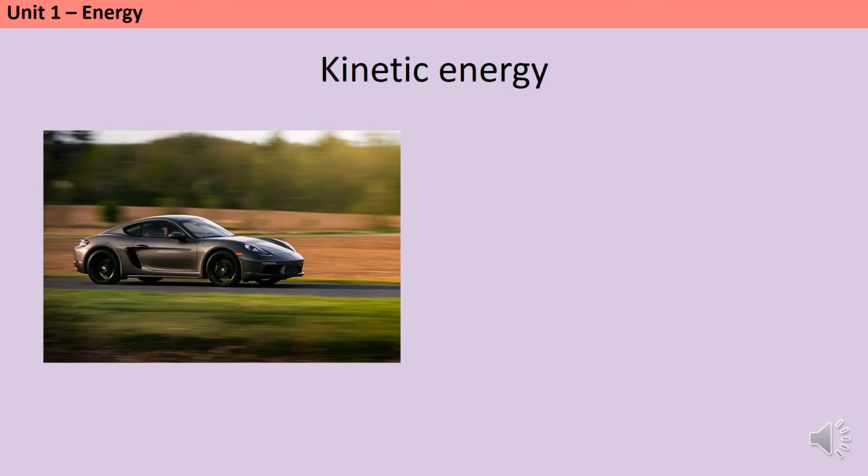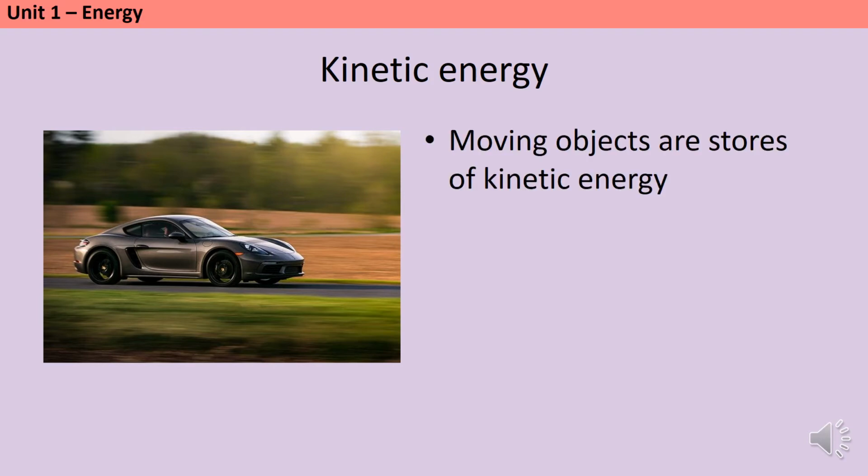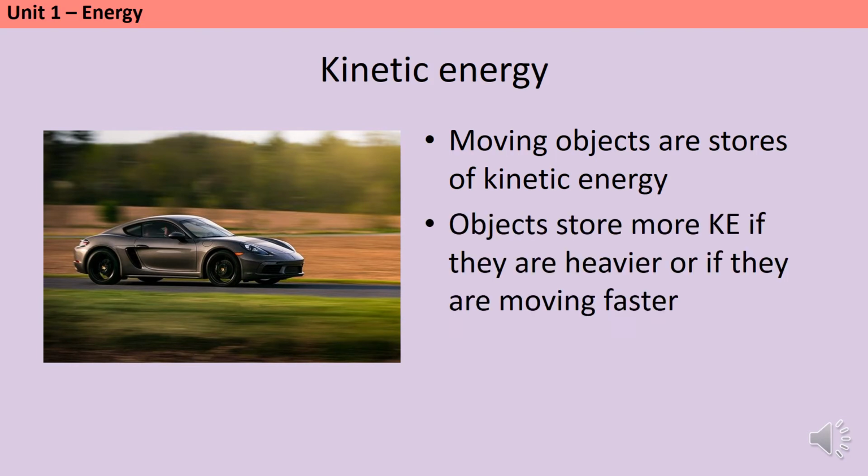There are 8 different ways in which energy can be stored in objects, and one of these is kinetic energy, which is the energy store found in moving objects. An object will contain more kinetic energy if it has a greater mass or a greater velocity. We can put these two terms together to make the equation for kinetic energy.